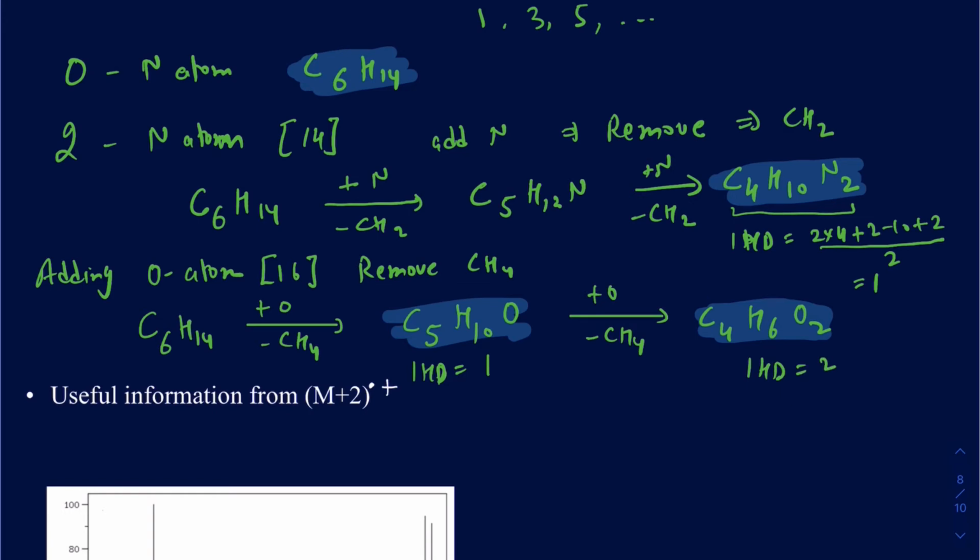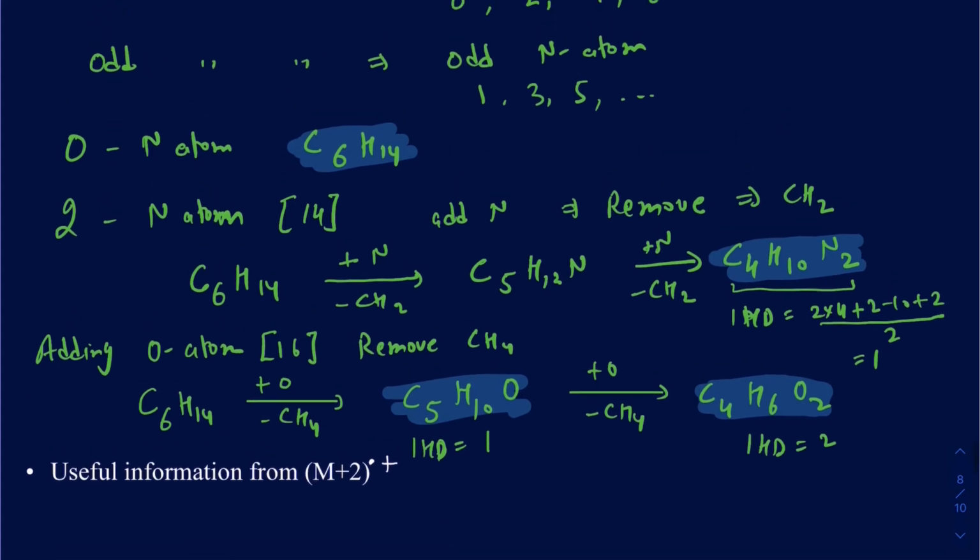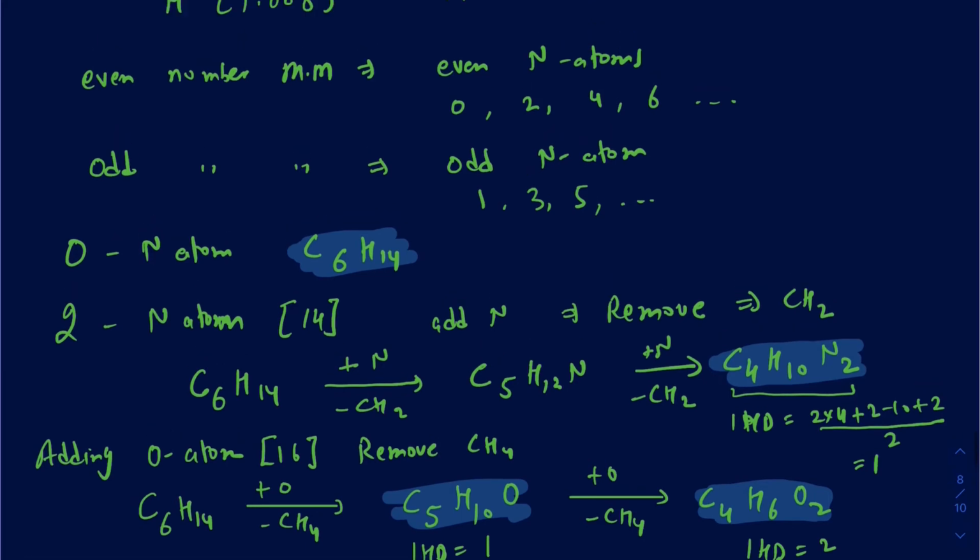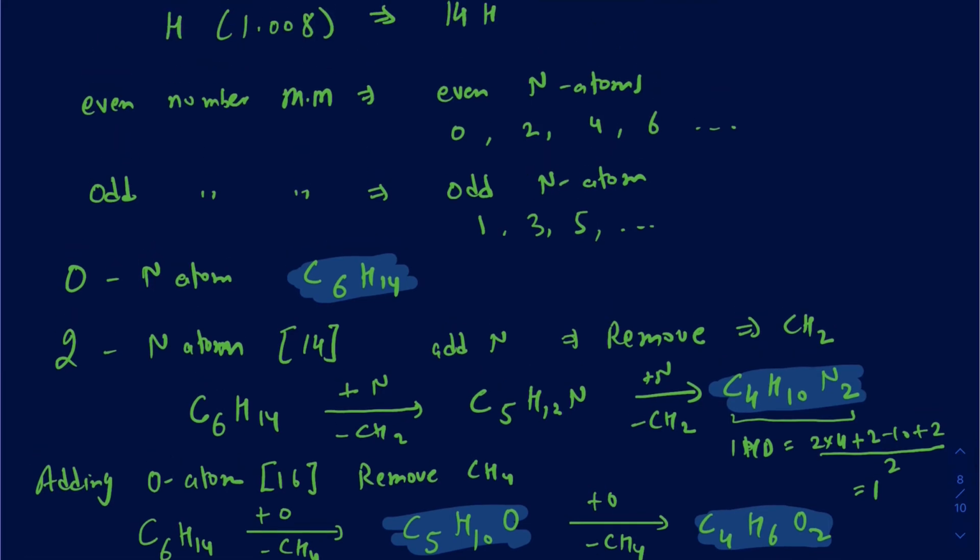So that's okay as well. As long as you're not getting a negative index of hydrogen deficiency, you should be okay. So these are some of the possibilities of these formulas I could have. Now, how do I really know what particular formula I have?